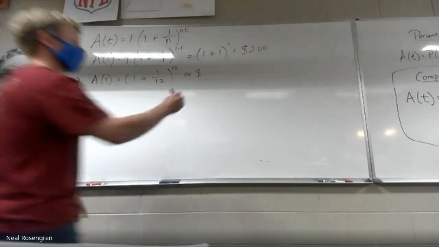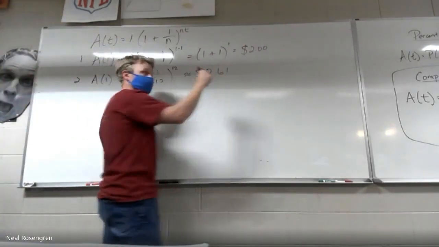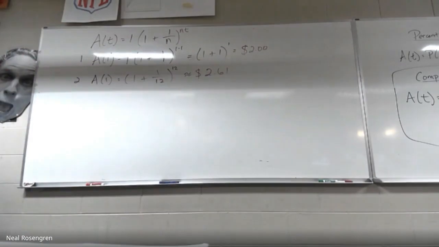2.61. $2.61. Nice. All I had to do was get paid monthly instead of once a year, and I made an extra 61 cents. Now, I know we're talking tiny little amounts here, but what if it was $100 or $1,000 or $1 million? It's a huge, huge difference. So we jumped up 61 cents. That's a big difference.